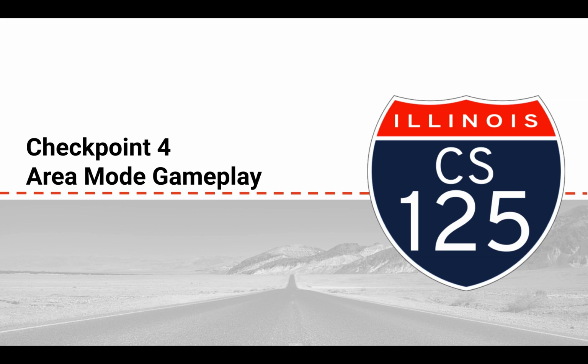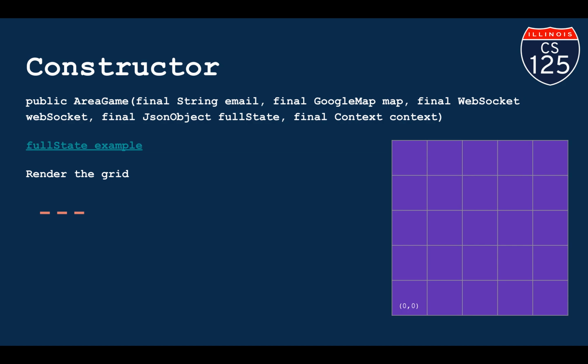This involves implementing the Area Game class, a subclass that inherits from the abstract class Game. Area Game is how we control the logic for all of the games that are multiplayer in Area Mode. So for Area Game, we have a constructor, and this constructor is given a JSON object called full state.